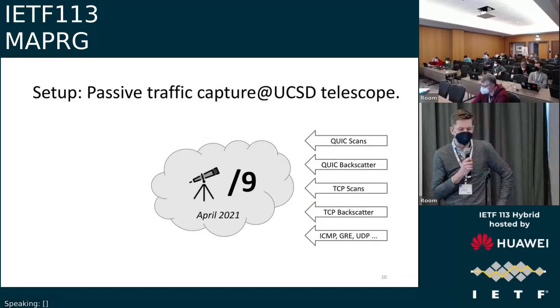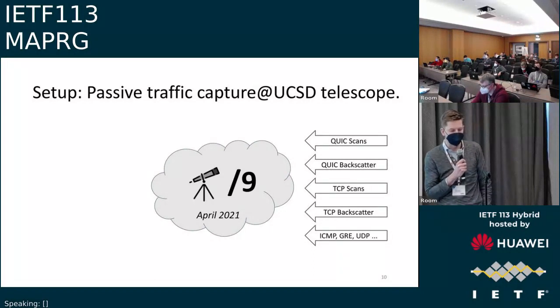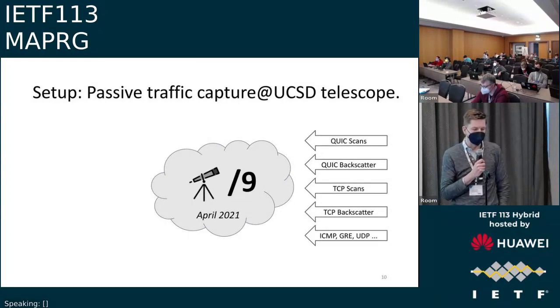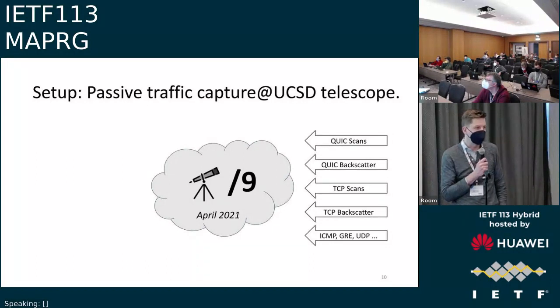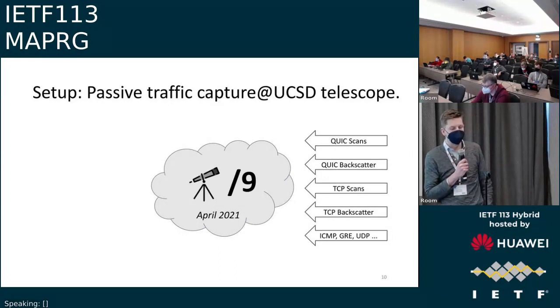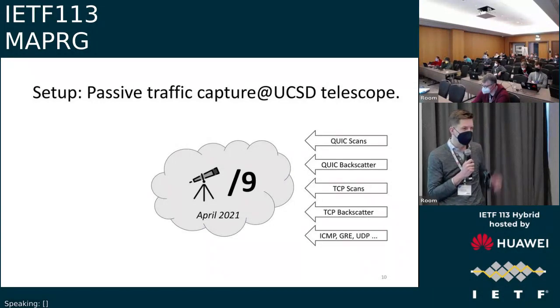What we actually did is that we analyzed data from the UCSD/CAIDA telescope, which is a /9 IP prefix, so a rather large address space, which allows us to capture more than 2% of the actual IPv4 address space. This only focuses on IPv4, as we heard in the previous talk. Measuring malicious traffic in an IPv6 space is a different story and much more complicated. We did this for a whole month in April 2021. And this telescope receives a lot of malicious traffic. It's not only QUIC scans or QUIC backscatter, but also TCP scans, TCP backscatter, and so on.